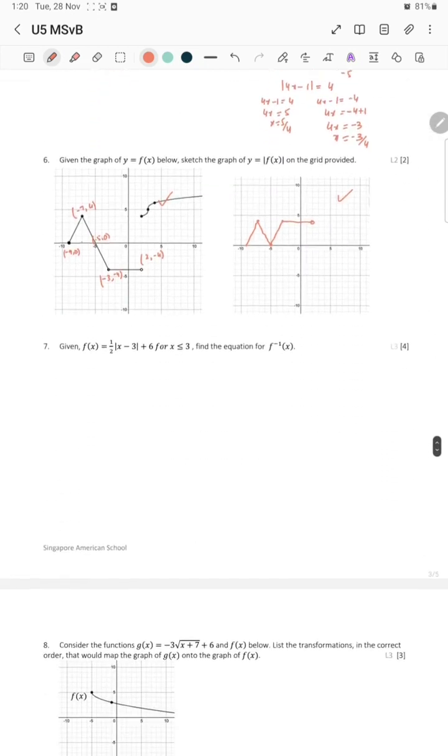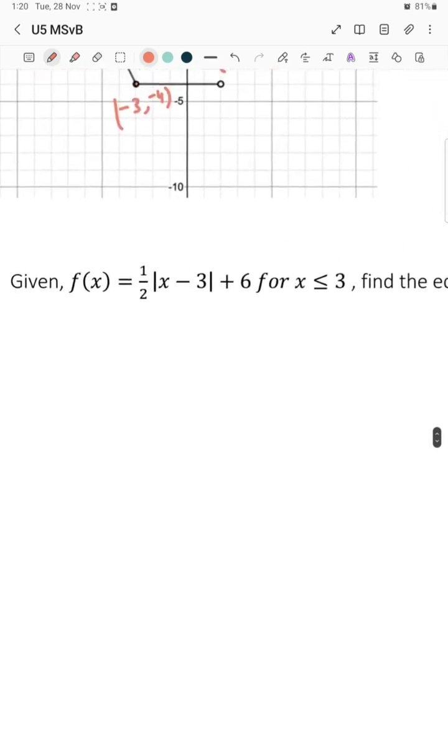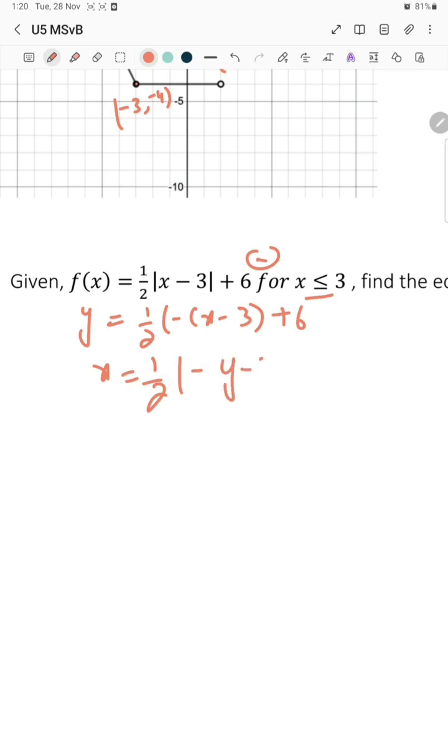Okay, given the f of x, find the equation for f inverse x. X less than or equal to 3. So for less than 3, it goes to the side, so we will take the minus sign. So y is equal to 1 by 2 minus x minus 3 plus 6. Minus x minus 3 means minus y plus 3, or minus will come outside.